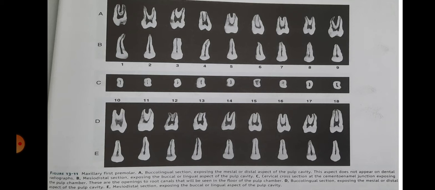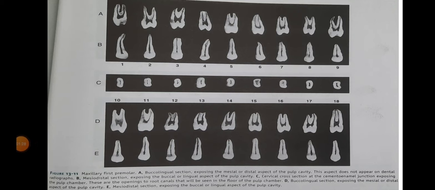The maxillary first premolar has two well developed roots. In figure 13.11 A3, 5, 7 and 8, D11, 12, 13, 15, 16 and 17, you can see two root projections that are not fully separated. And in figure 13.11 A4 and 6, D18, showing the one broad root.